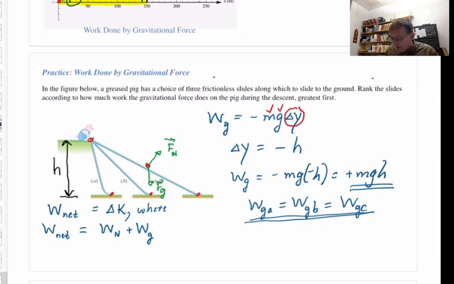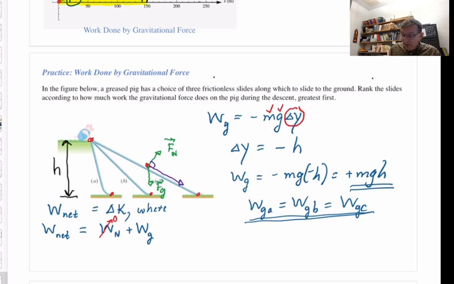How do I know that? It's easiest to see with slide C. The normal force is perpendicular to the slide, but the displacement is along the slide, like that purple arrow. That's the direction of the delta R, and that's a right angle between them. So when I do F normal dot delta R, I'm going to end up taking the cosine of 90 degrees, and the cosine of 90 degrees is zero. The normal force does no work.